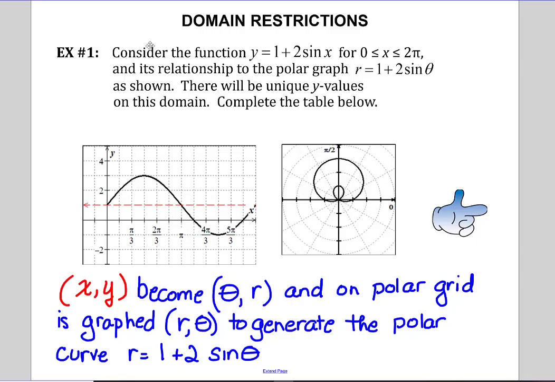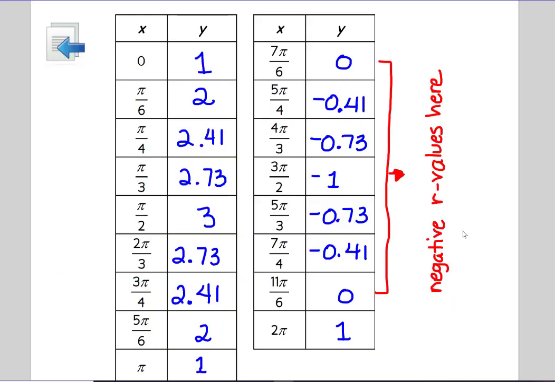Let's consider the function y equals 1 plus 2 sine x. That's just our regular coordinate plane graph right here, from 0 to 2 pi, and how that relationship plays with the polar graph of r equals 1 plus 2 sine theta. See, we have a limacon with an inner loop. There are unique y values on this domain, and we want to complete the table that's on the handout and here on my second page.